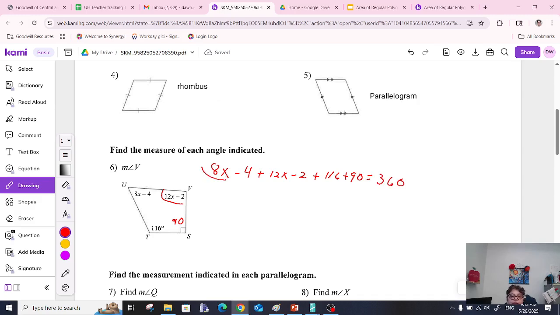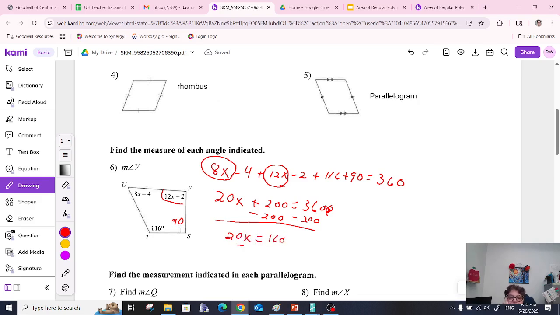You are going to combine your like terms. So 12x and 8x make 20x. This was the same one from yesterday. I forgot to change this one. Sorry. Negative 4 and negative 2 is a negative 6. 116 plus a negative 6 is 110. So this is 200. Hope the other ones I changed. Did I change the other ones? Okay, good. It's just this one that I forgot to change.